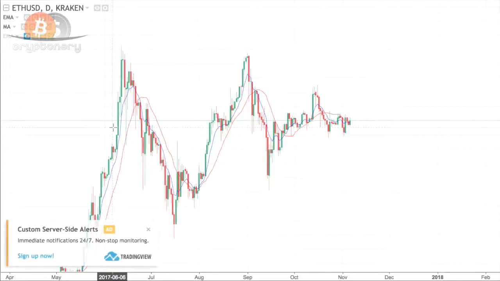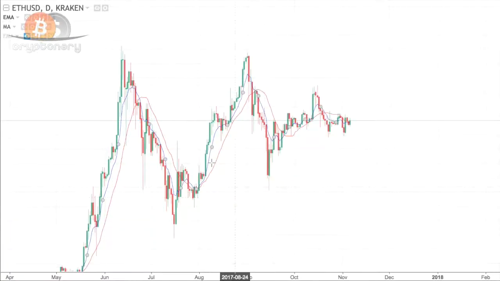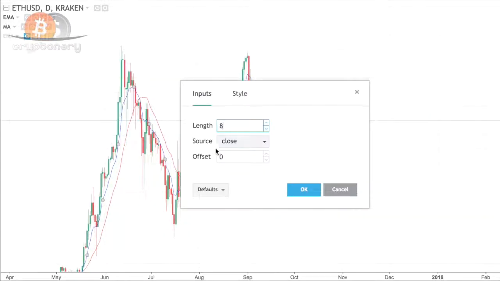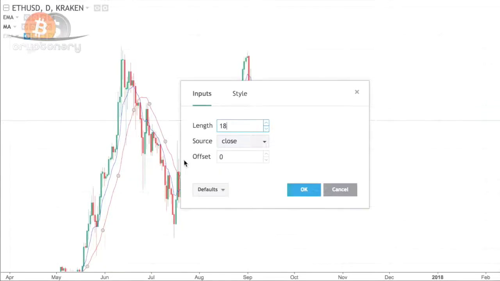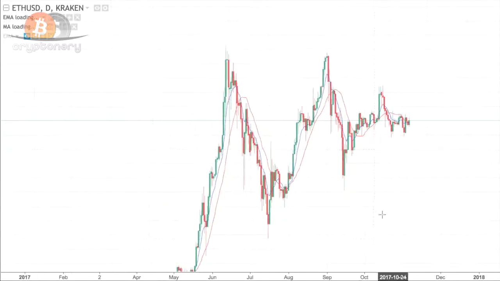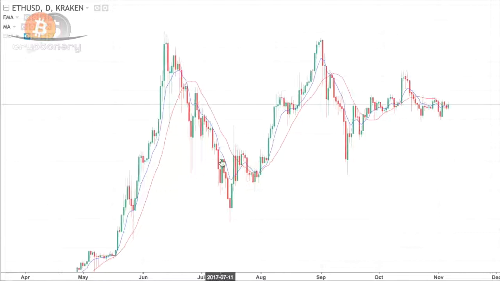Now the blue EMA is the 8. You can see that here. The length of this is 8, and we apply this to the close of the candle. We then go to the moving average, which is the SMA, and this will be the 18, and this will be red. And again, we apply this to the close of the candle body. Once this is selected, we can start to mess around with this and see some of its real use cases.